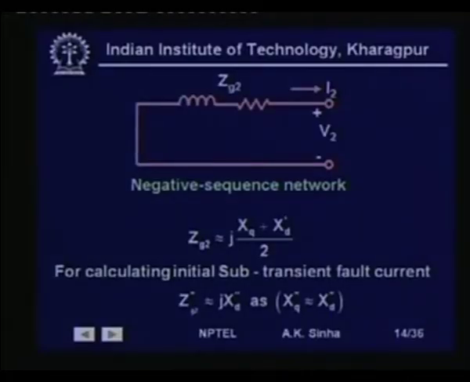So, what happens is it is going to see basically two reactances. One will be x q and the other will be x d. In fact, it will be x d dash, because this will be moving in that direction.